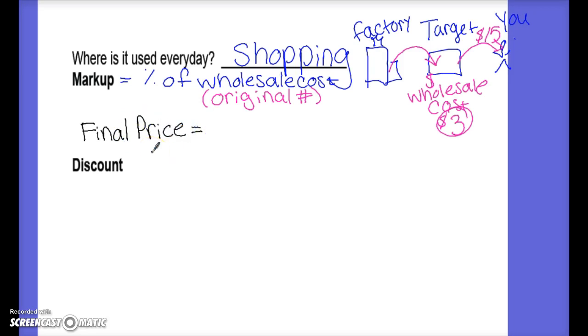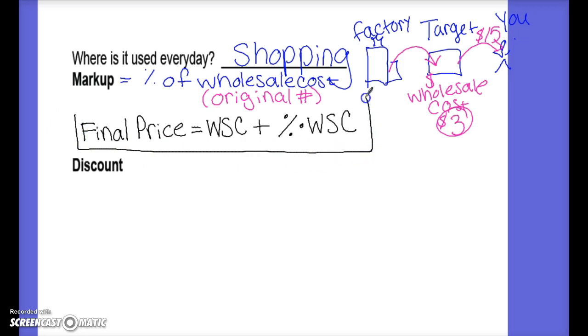The way you find your final price is you have to think, Target's going to make you pay that $3. So it's your wholesale cost, plus the markup, which is your percent times your wholesale cost. You're probably a little bit more familiar with the discount, but this formula right here, we're going to use all the time. So this is a dollar amount, your original, plus a percent times that same dollar amount. These two numbers are the same.